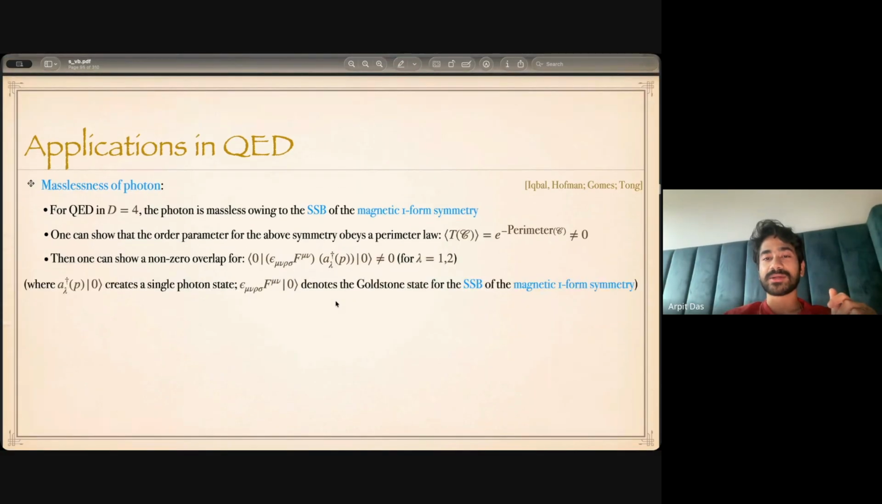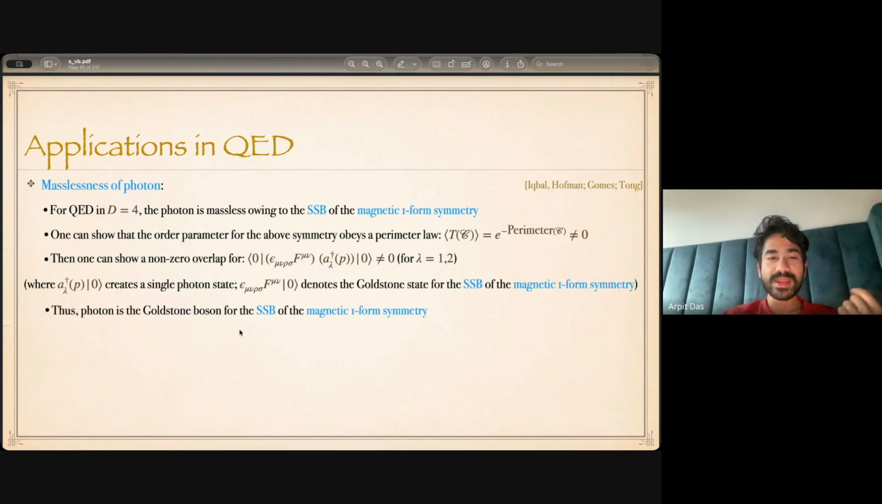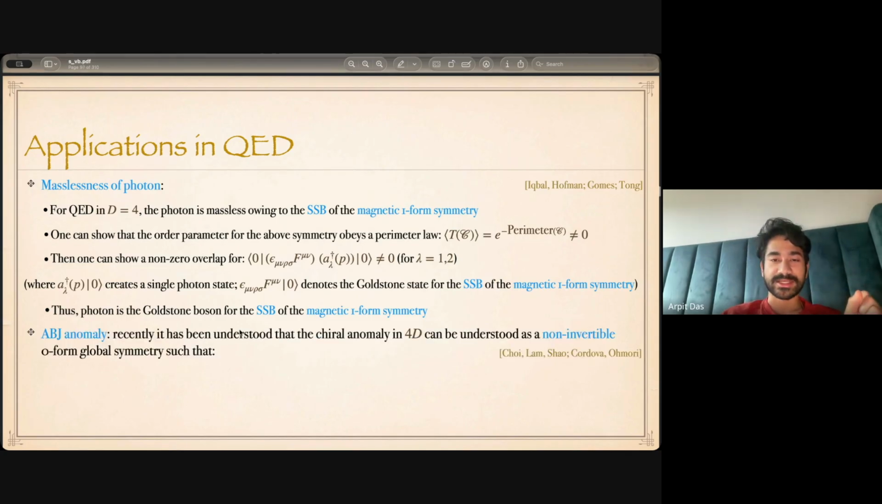So you pick out the photon Goldstone, and now you have a better understanding of why the photon is massless, because you have a robust symmetry principle guiding it, which is the spontaneous symmetry breaking of the one-form symmetry. And the photon is precisely the Goldstone boson for this state.